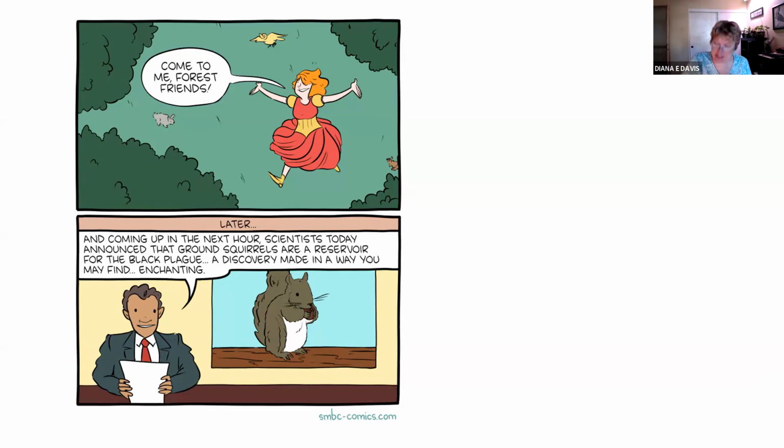This cartoon was just published this week, brand new. And I thought it was kind of relevant to our discussion. Yes, ground squirrels are a reservoir for the Black Plague. I couldn't resist showing it to you guys.